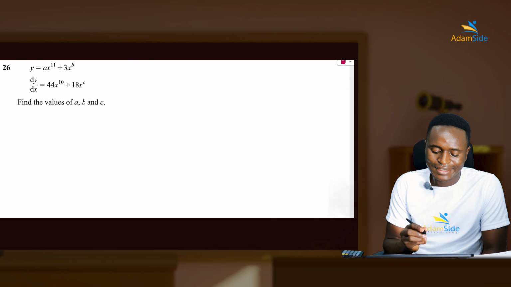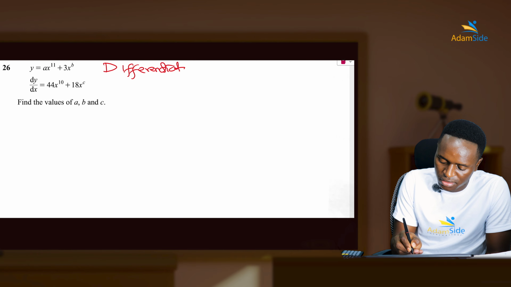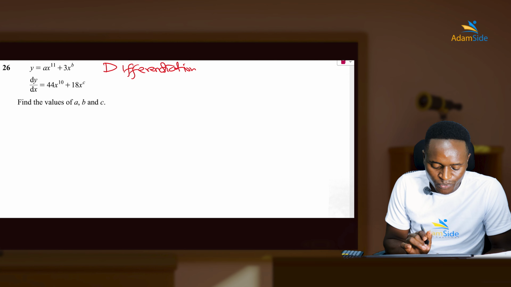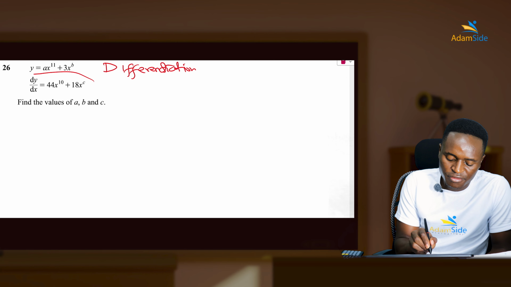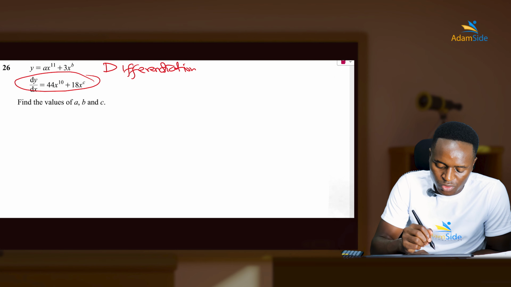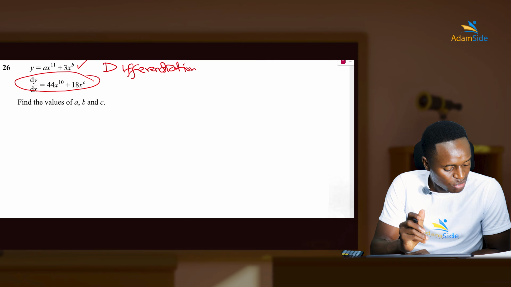Question 26. This is called differentiation. What you basically need to do: you have been given the derivative of your curve. The equation is y is equal to ax to the power 11 plus 3x to the power b. And then find the values of a, b, and c.